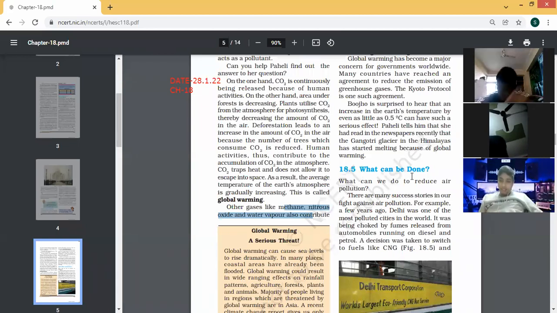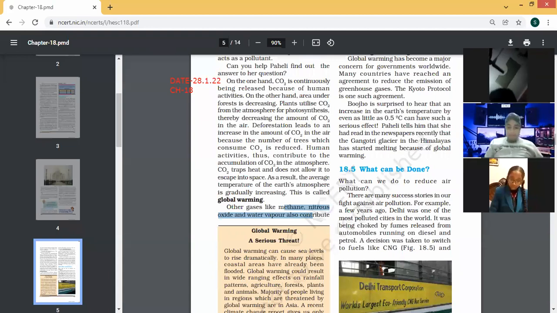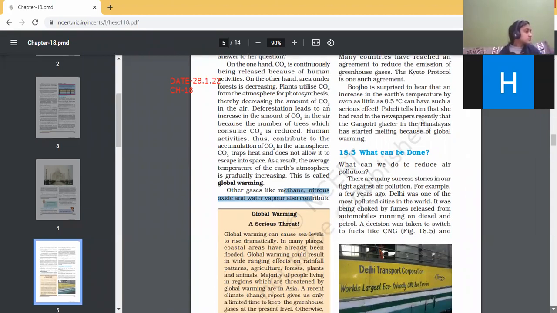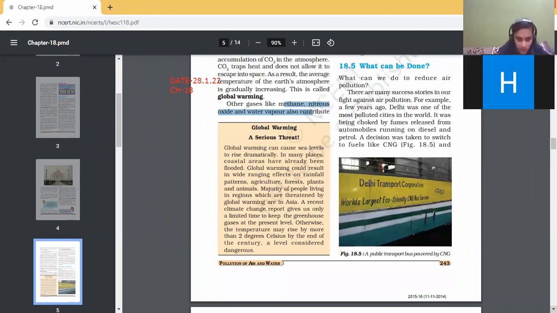18.5. What can be done? What can we do to reduce air pollution? There are many success stories in our fight against air pollution. For example, a few years ago, Delhi was one of the most populated cities in the world. It's a It polluted was city. The Delhi was one of the polluted city in the world. It was being choked by the fumes released from the automobiles running on diesel and petrol. A decision was taken to switch to the fuels like CNG and unleaded petrol.